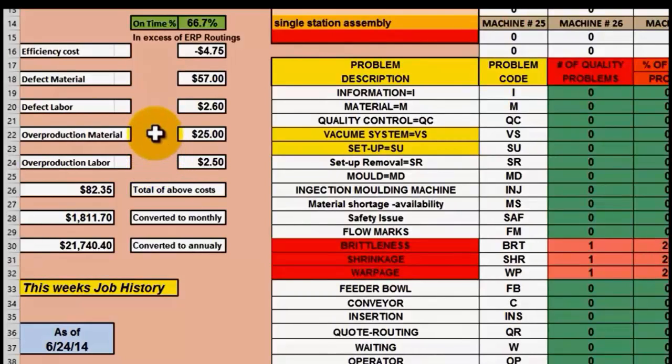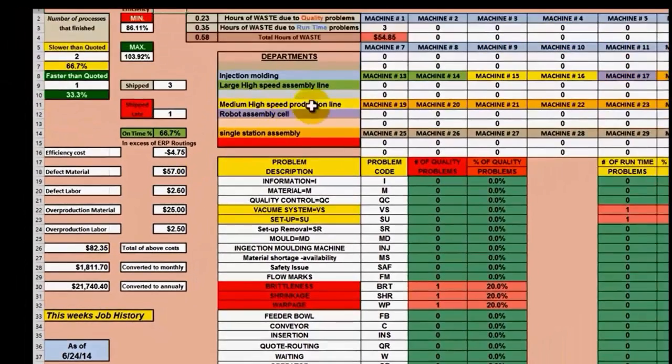because this is not an operator problem. This is a management problem. When you overproduce, operators can't change that. They just produce what you tell them to produce. So that raises now our total cost to $82.35.